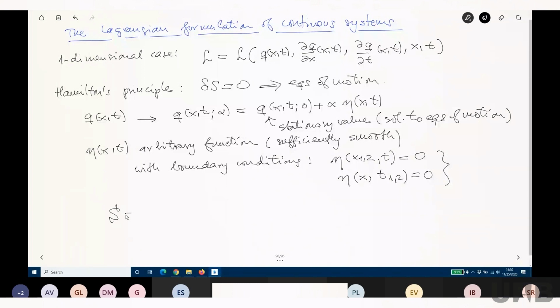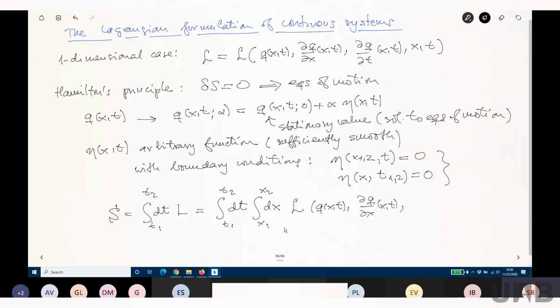So the action, which is, as always, the integral with respect to time from t1 to t2 of the Lagrangian, now becomes the integral from t1 to t2 and the integral from x1 to x2 of the Lagrangian density, which I'm going to write again with all the details, even though in practice the x and t dependence here and here is usually forgotten. People do not put it. But since it's the first time, let's put everything in it. So that's the action that we want.